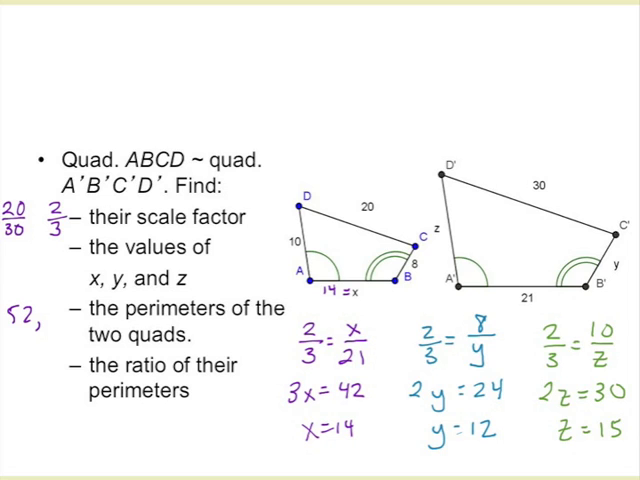And for the other one, we found Y was 12 and Z was 15. So I add that up all around, let's see, 33, 78.